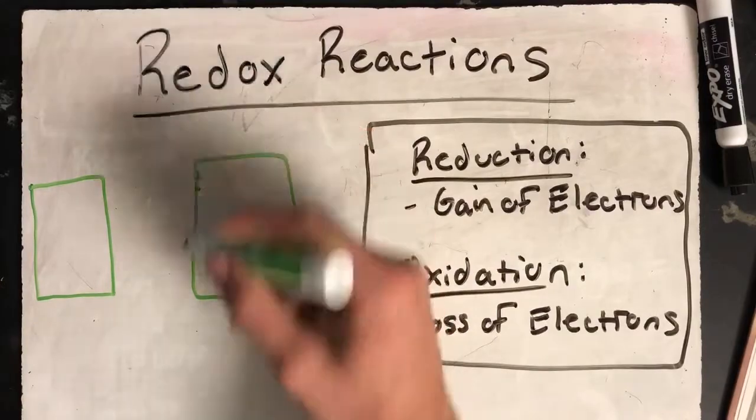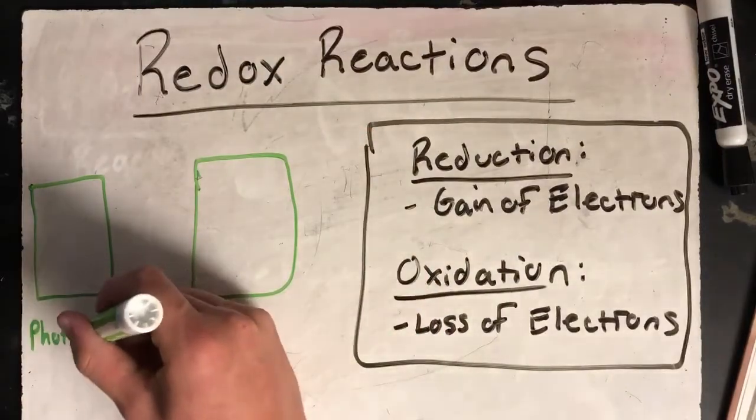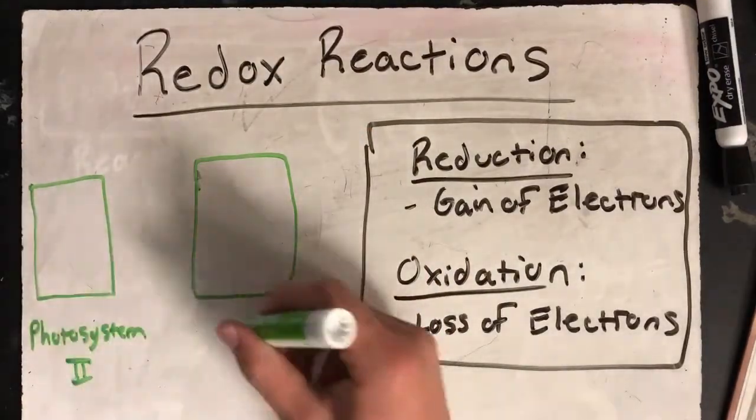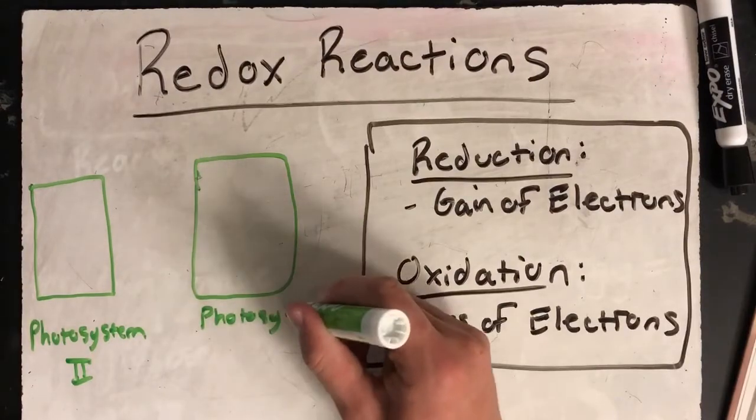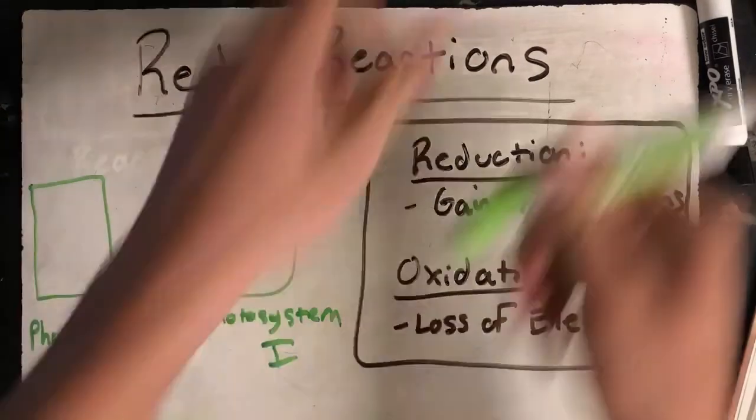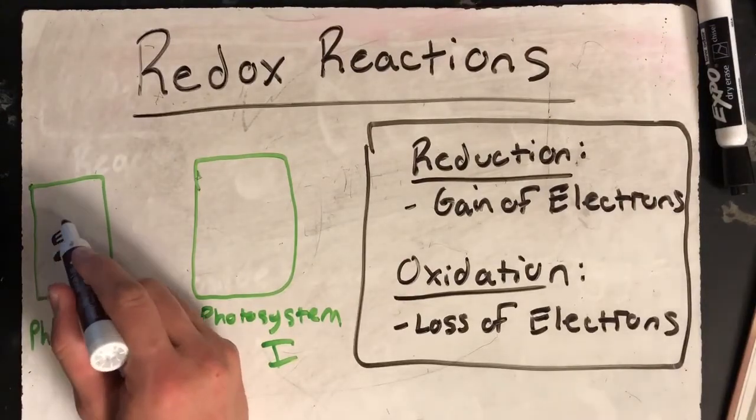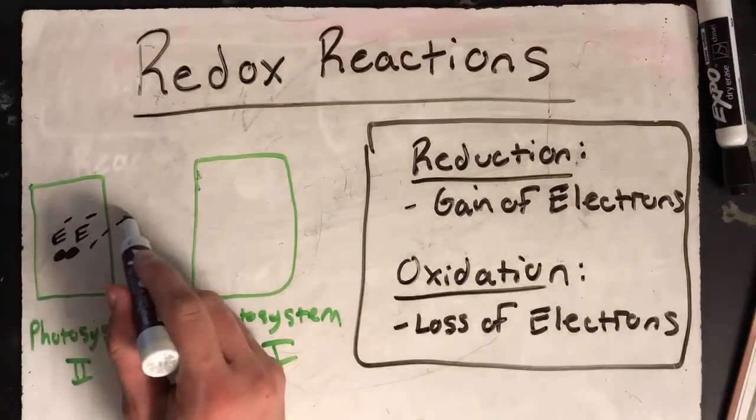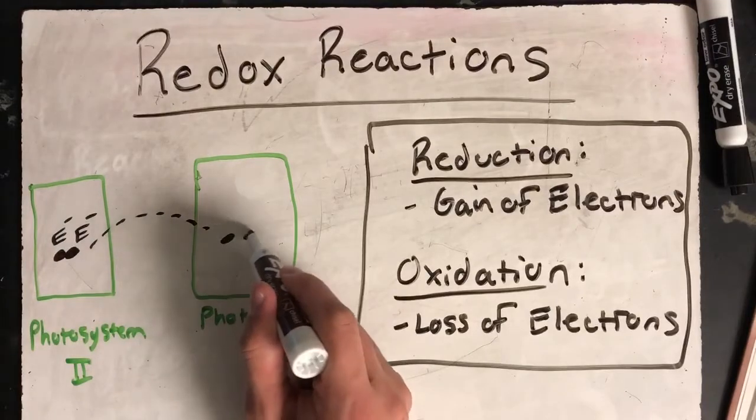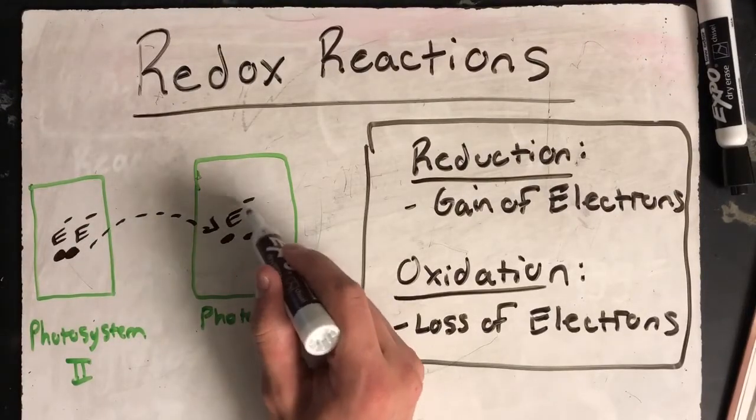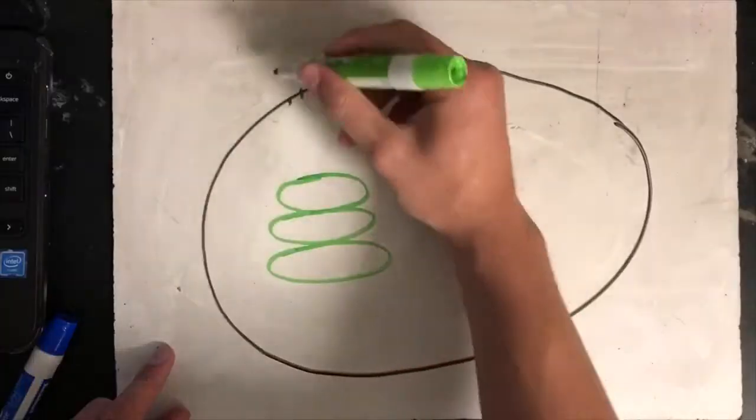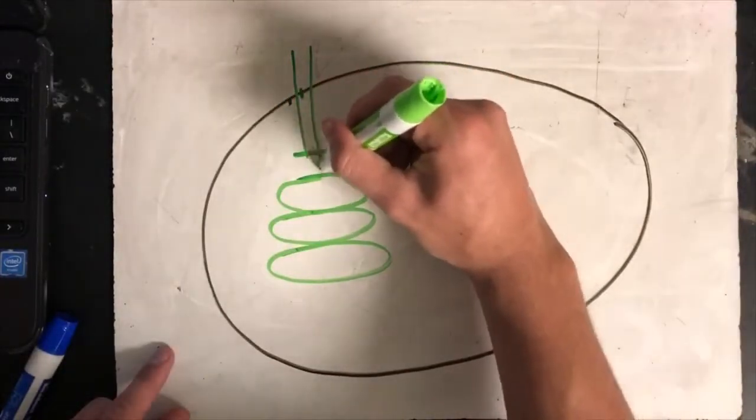Redox reactions take place in the electron transport chain from photosystem 2 to photosystem 1. As the electrons are being passed on from photosystem 2 to photosystem 1, photosystem 2 is losing the electrons, or being oxidized, whereas photosystem 1 is gaining the electrons, or being reduced.